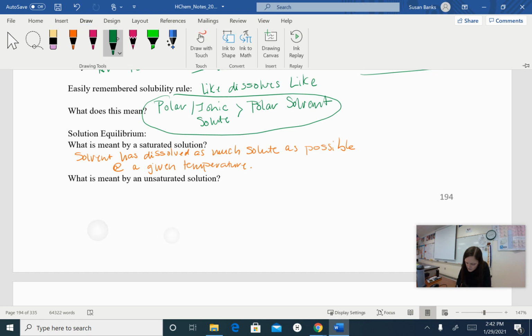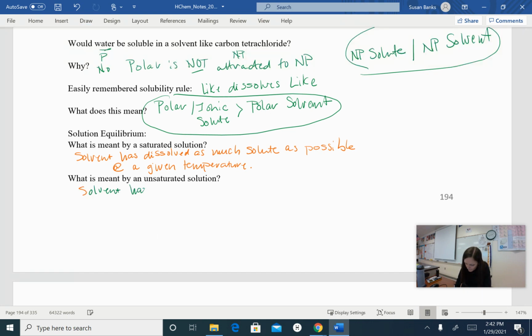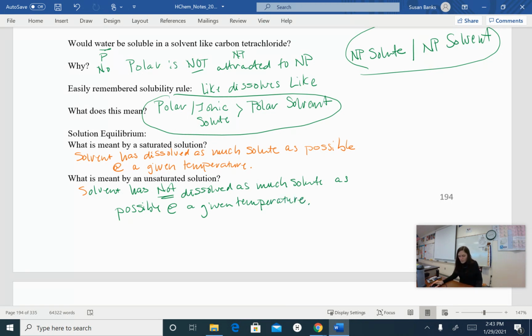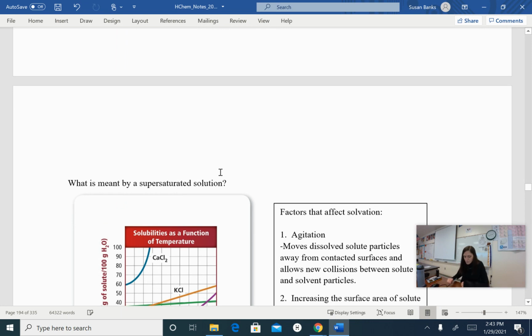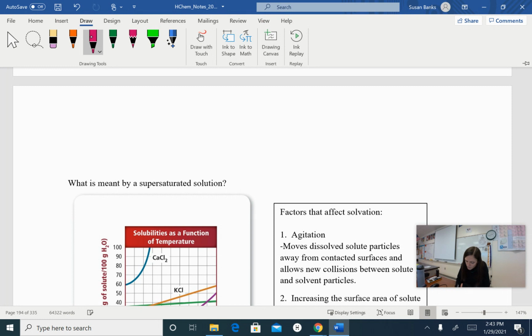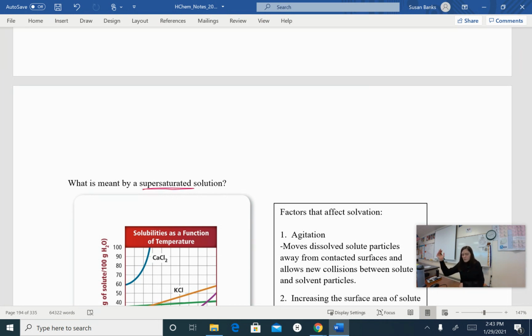So the solvent has not dissolved as much solute as possible at a given temperature. Okay? All right. And then we have yet another definition. What's meant by supersaturated? So supersaturated. That's above. Super means above and beyond. So can I go above and beyond saturated? I can in very rare circumstances.